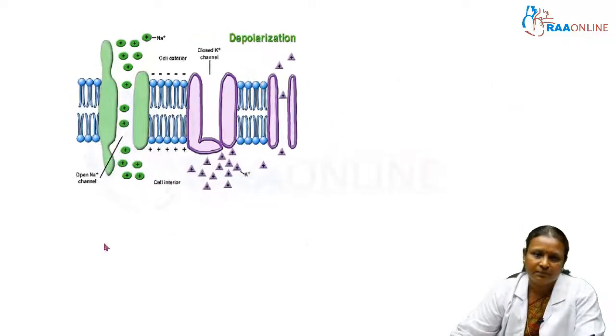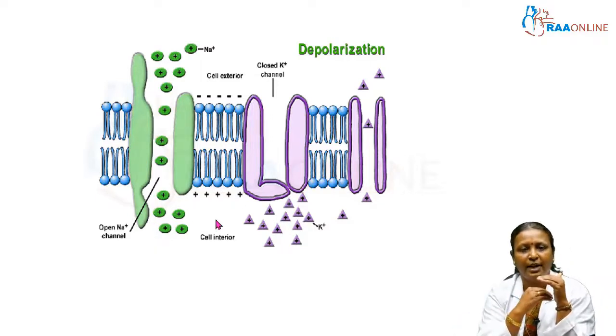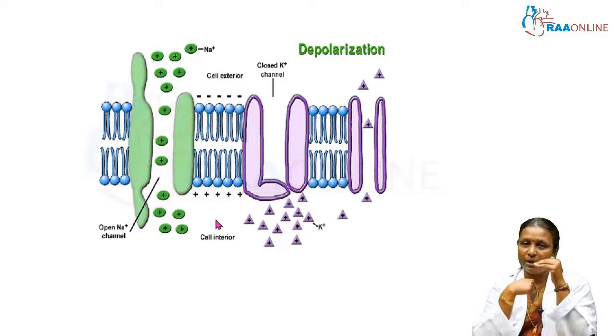What is this? You have the sodium channel, you have the potassium channel. We all know there is an activation gate in the sodium channel and an inactivation gate. You have two gates in the sodium channel, activation and inactivation gate. At rest, the activation gate will be closed and the inactivation gate will be open. Remember the class on transport across membrane. The activation gate will be closed at rest and the inactivation gate will be open at rest.